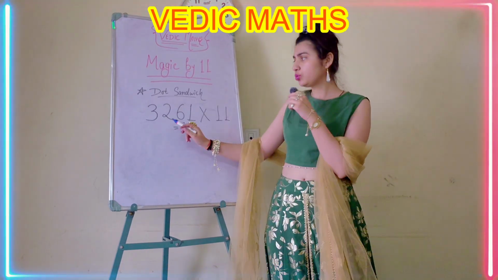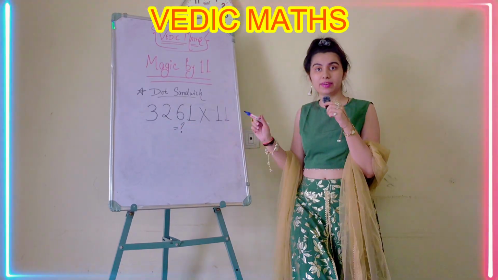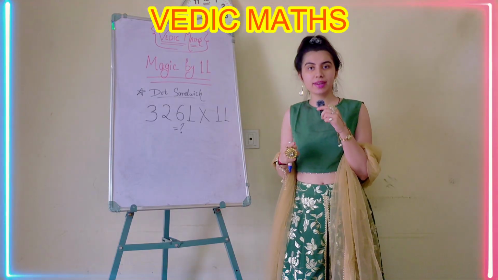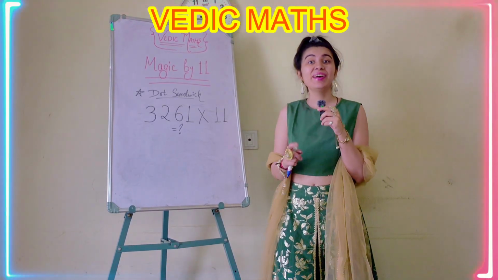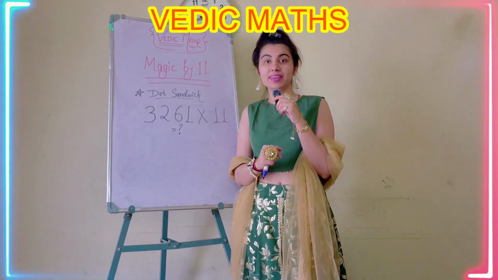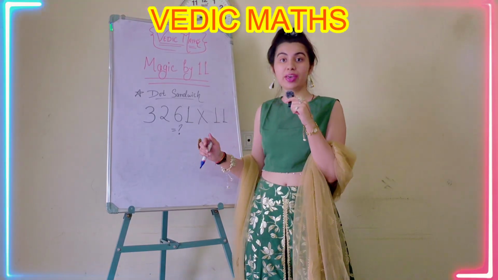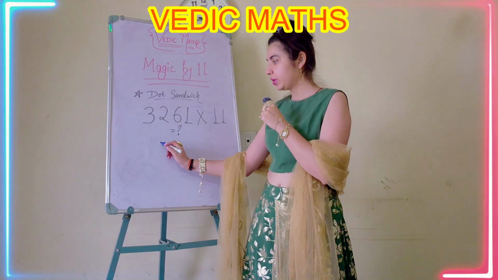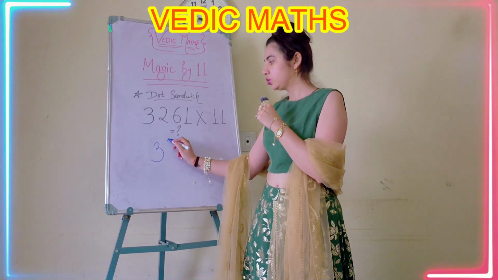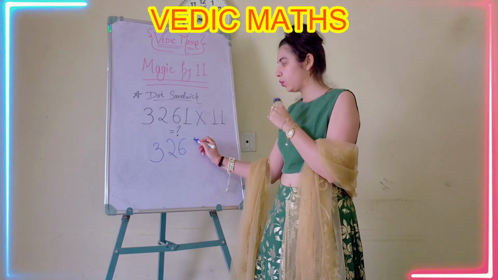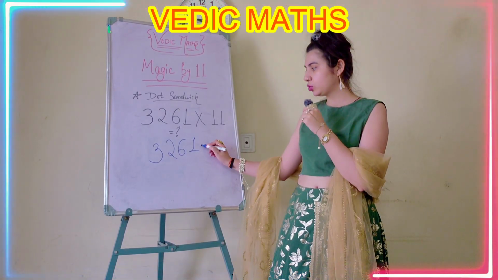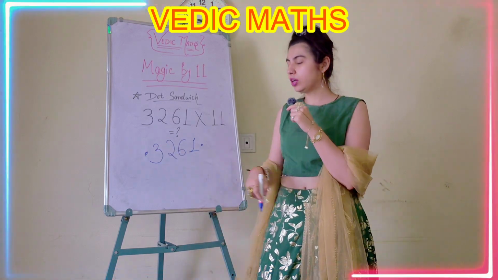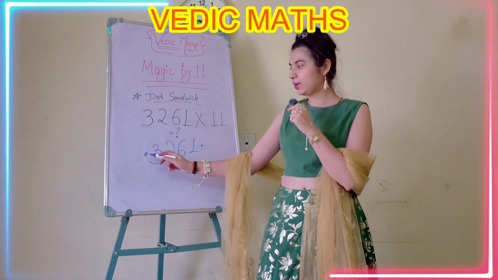Now your next question is to multiply 3261 into 11. Can you do that? Do you know the dot sandwich method? Since you know that, you can solve it in seconds. What we have to do is just write the number, that is 3, 2, 6, and 1. And since it's the dot sandwich method, we have to put dots on both sides, one dot here and one dot there.